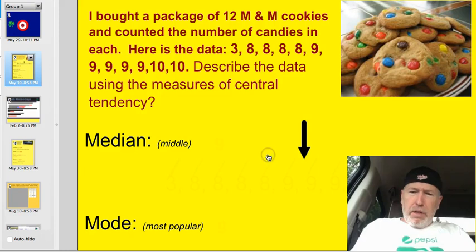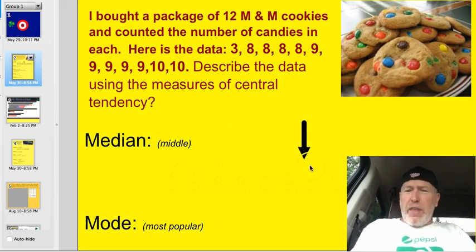Let's do this thing. I bought a package of 12 M&M cookies and counted the number of candies in each. Here's the data I got. So there was 3 in the first cookie, 8, etc., all the way to 10. Describe the data using the measures of central tendency. Well, this sounds a little intimidating at first, but it's really not so bad. What we're asking you really to do is talk about the mean, the median, and the mode.